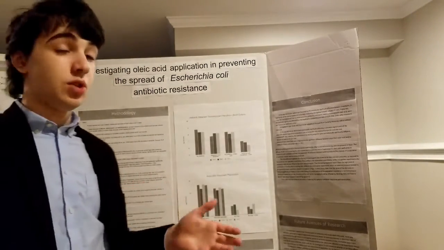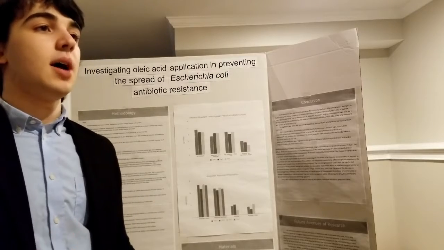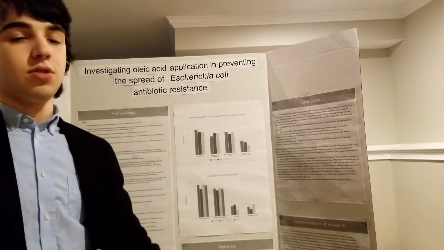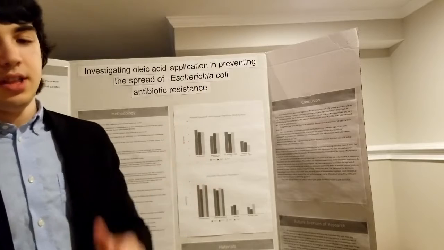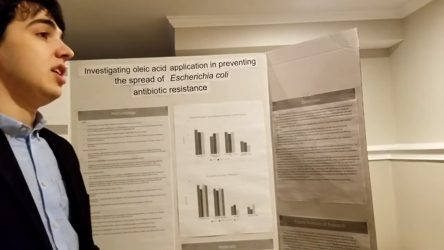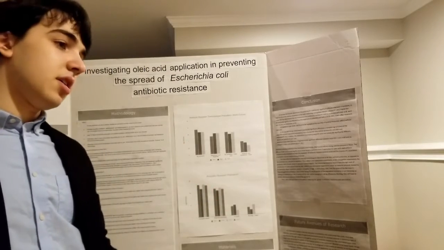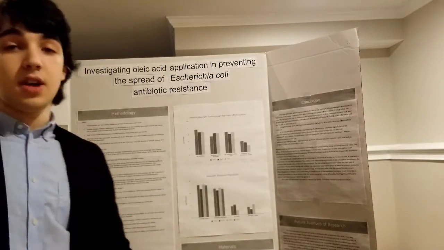I used oleic acid, which is a specific inhibitor of conjugation. It binds to the ATPase, through which bacteria form the syringe to inject other bacteria with the genes for antibiotic resistance and conjugation. So I applied this in a couple different scenarios.